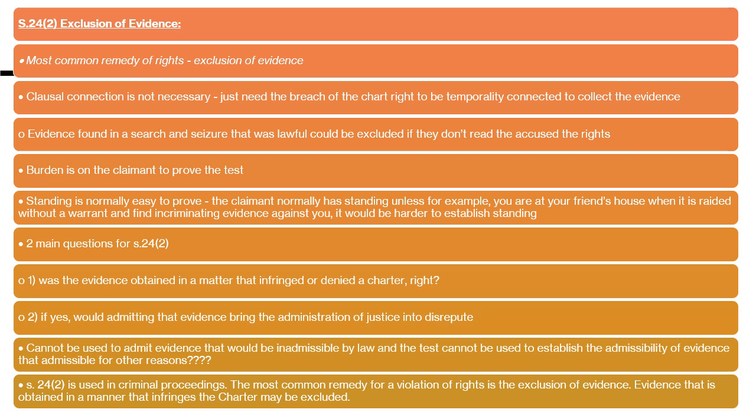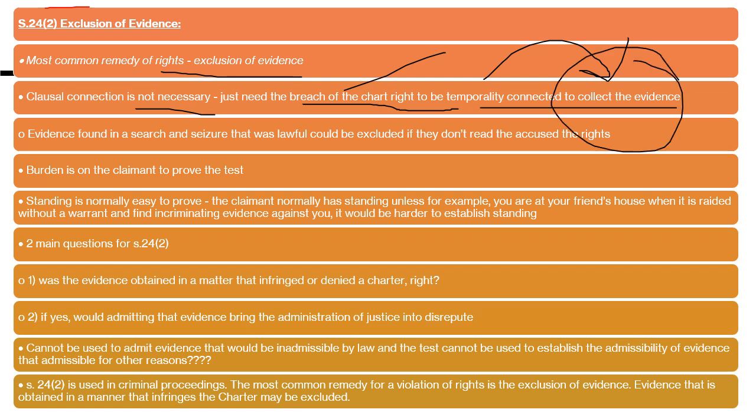Now, what is Section 24(2)? Exclusion of evidence. So, the most common remedy of rights is exclusion of evidence. Whenever your right is being infringed and some evidence was taken under that, that evidence will also be excluded, that evidence will also be held unconstitutional. So a causal connection is not necessary here, just need the breach of the Charter right to be temporally connected to the collection of the evidence, that there was a breach of Charter right and with that breach some evidence was collected. So the evidence here in itself will be excluded.